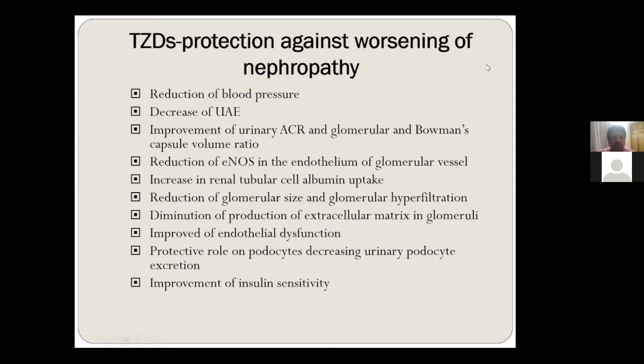So what all these pleiotropic effects get translated into in kidney or nephropathy prevention is reduction in the blood pressure, which is definitely useful, and it reduces the urine albumin excretion, and the ACR also reduces. Endothelial nitric oxide, which is best for the dilatation and preventing the complications, is also good. And the renal albumin uptake, it reduces, improves the insulin sensitivity, and protects the podocytes from the podocyte depletion, which leads to increased glomerulosclerosis. And it also reduces the extracellular matrix, and the matrix is one of the important factors for production. We all know that there will be more and more matrix production in the glomerulosclerosis, which happens.